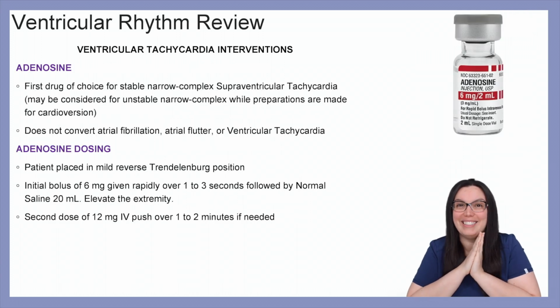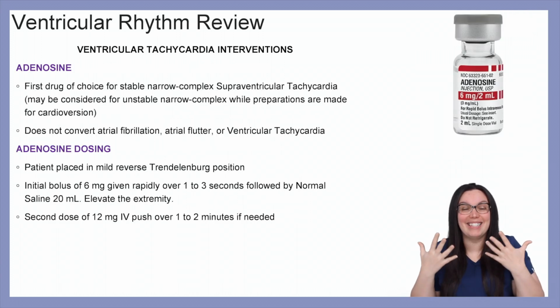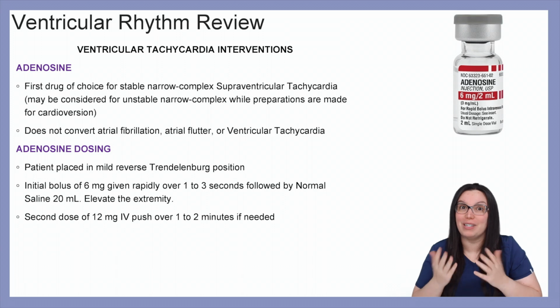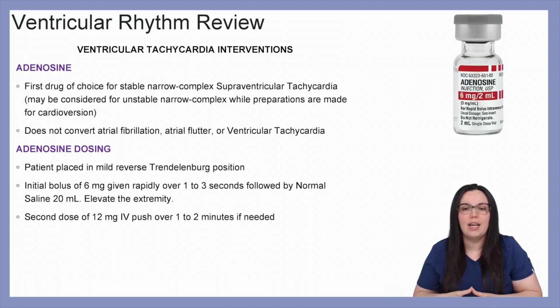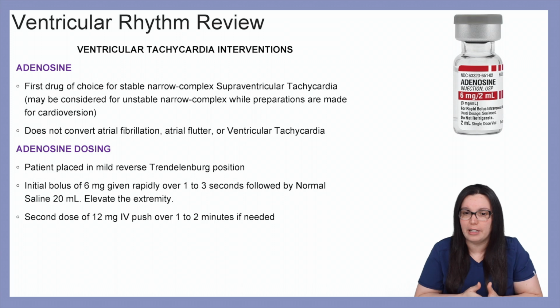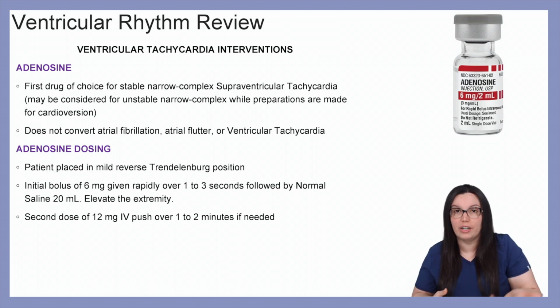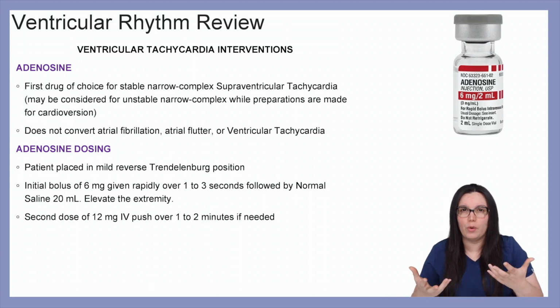So let's talk about adenosine. This is such a fun drug, not for the patient, but it's fun to watch. It's the first drug of choice for stable narrow complex supraventricular tachycardias, and it may also be considered for unstable narrow complex tachycardias while we're waiting for that cardioversion to occur. It does not convert atrial fibrillation, atrial flutter, or ventricular tachycardia. So that's something important to note, and we don't use that for those things.